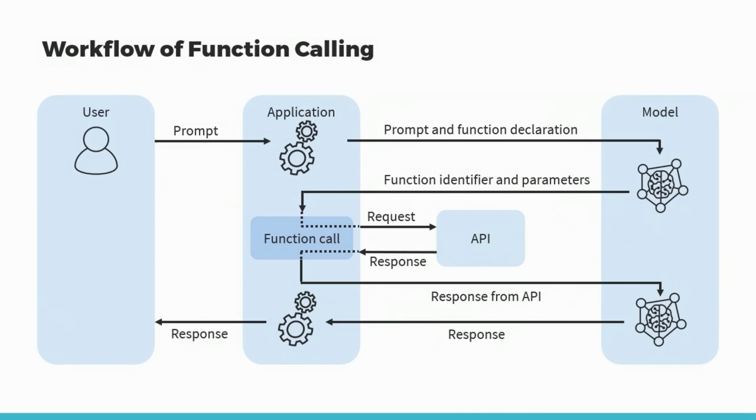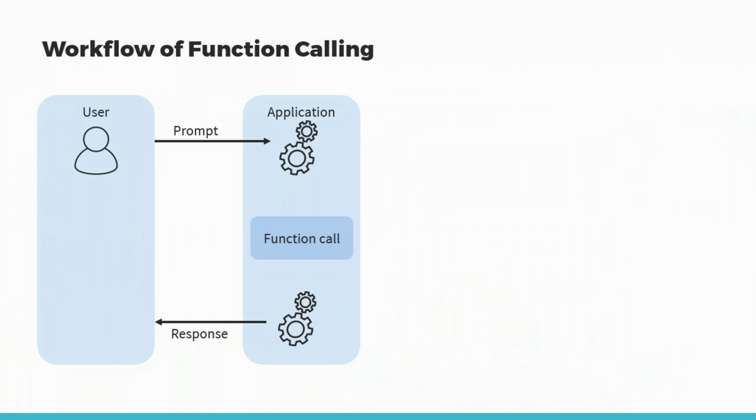I know there's a lot going on here, but I'll break this down to make this really simple for you. On the very left, we have the user. The user interacts with an application that you as a developer have built. Observe that it is your application that's interacting with the large language model. The user does not interact directly with the model here because there is a function call that your application has to make. Let's go step by step here.